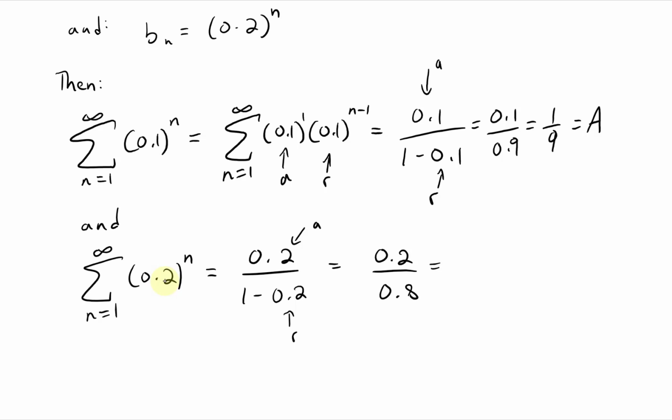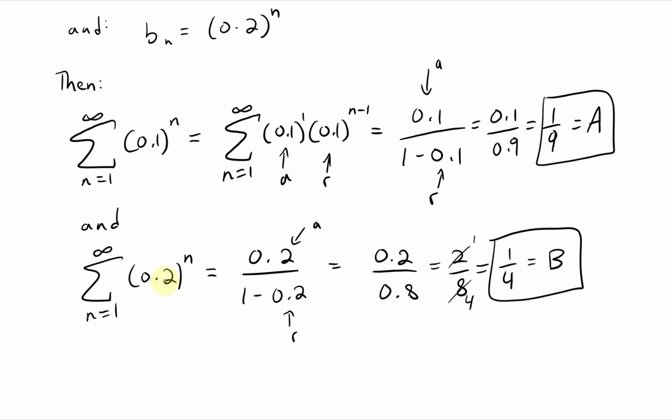0.8, so this equals 2 over 8. Then you can cancel this as 1, that's a 4. And this becomes 1 over 4. This is our B. Now let's just box this out. So that's our B. So B is 1 over 4.